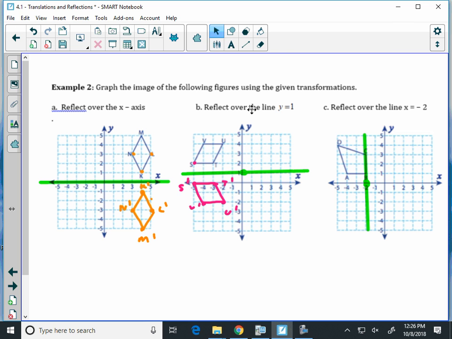Just count. I'll do these 1, 2, 3. A is 1, 2. Here's the thing. What about B and C? How far are they away from that line of reflection? Yeah, they're sitting right on it. So are they going to move at all? Nope. So you just label it C prime, B prime. Sometimes that happens. When a point's sitting on the line of reflection, it just stays there. Questions over that?